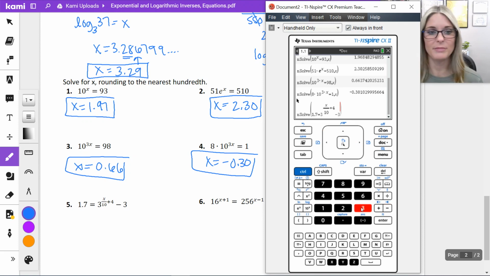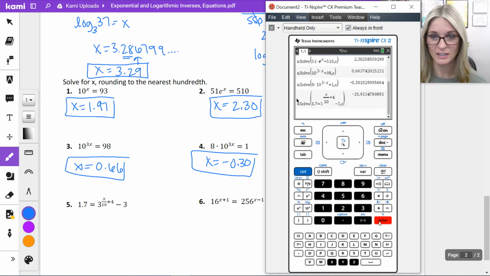I chose this problem because it is wild and crazy, and typing it in our calculator takes some skill. So check this out. Don't forget, comma, x, and now enter. Hopefully you got the same thing I did, negative 25.91, and we let it rest there. Negative 25 and 91 hundredths.